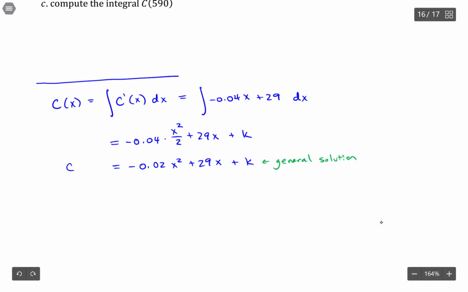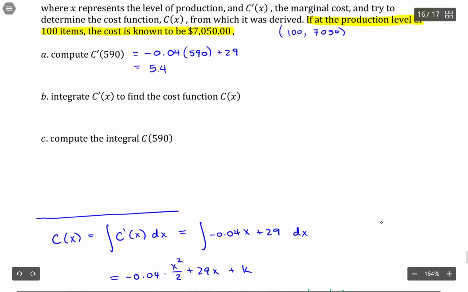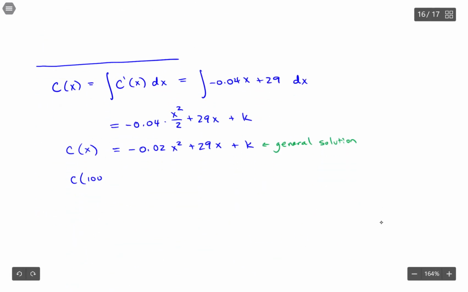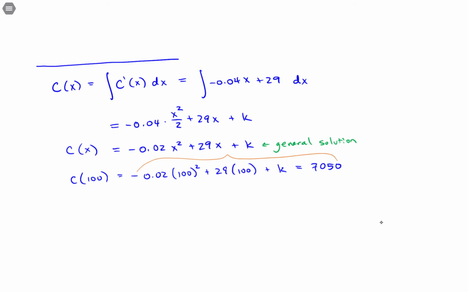So if I take this, which is supposed to be my C of x, then my cost at 100 units would be negative 0.02 times 100 squared plus 29 times 100 plus whatever k is. Well, that output level is supposed to be 7,050. The remaining variable in this part of the equation is just c. Well, sorry, force of habit, k. And because of that, we can now solve for it.